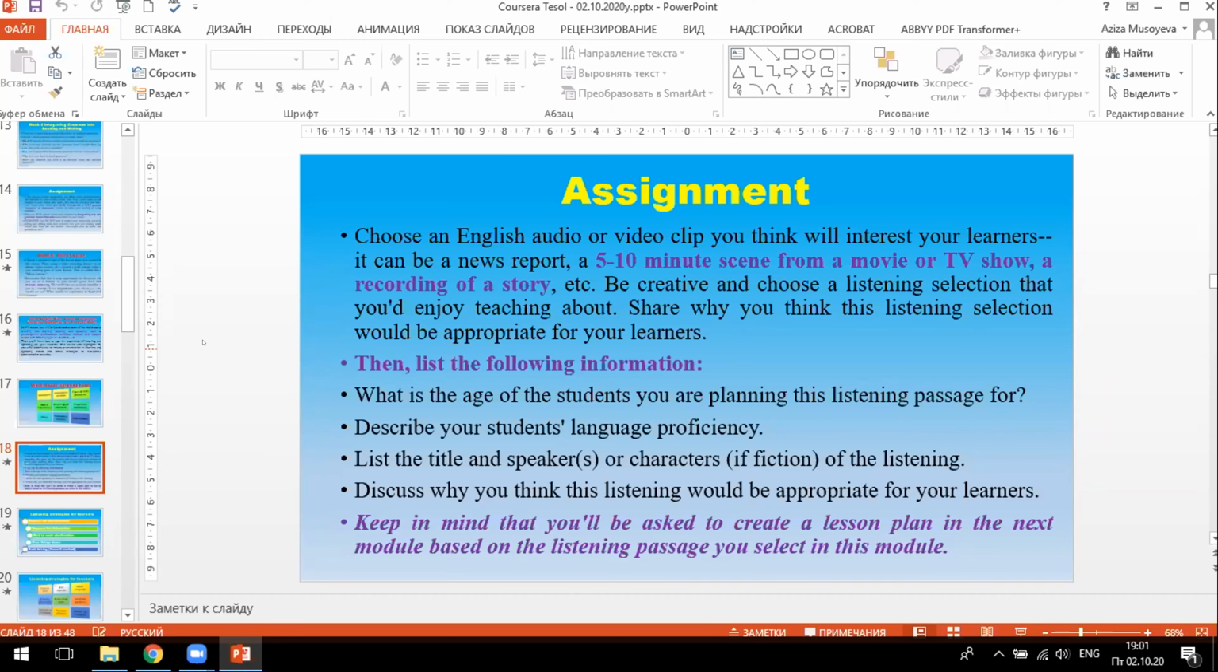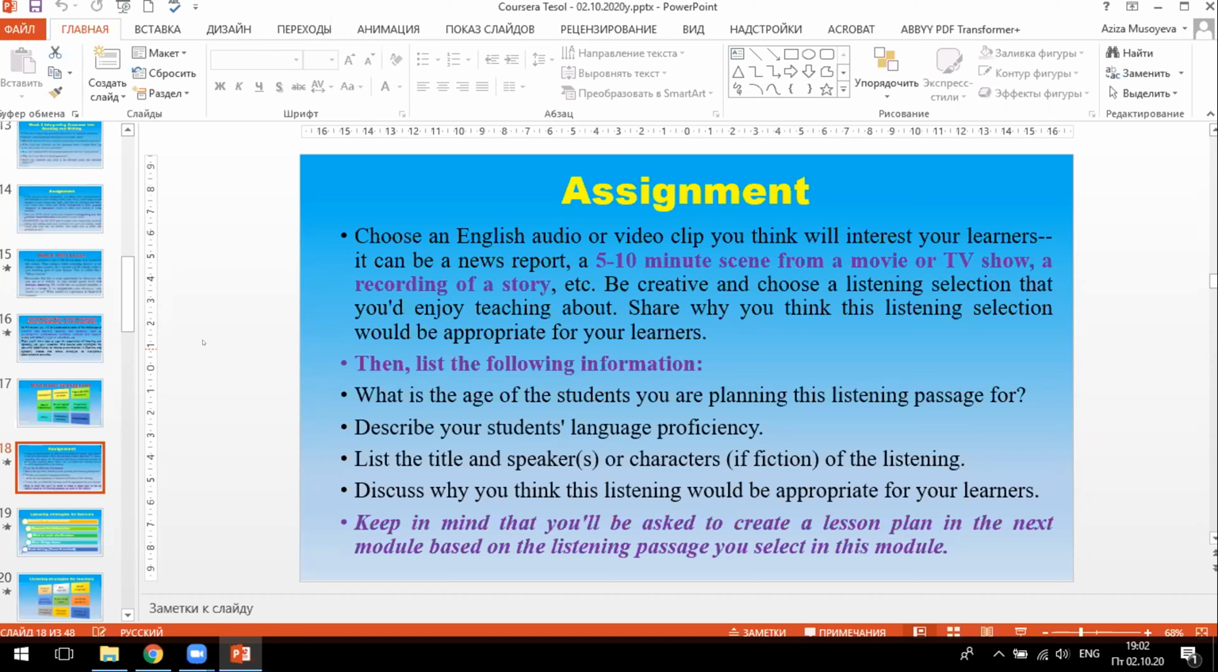Pay attention to whether it is good for your learners, or maybe it has some language that is not appropriate for your learners, some bad language, I can say. That's why it's very important to watch several times what you are taking, what you want to show to your students.